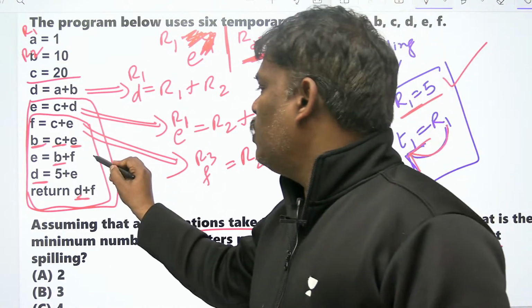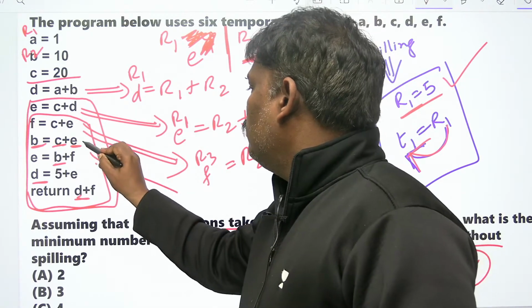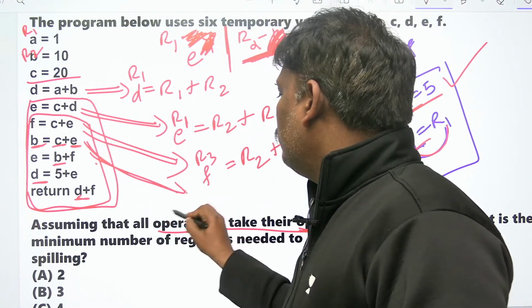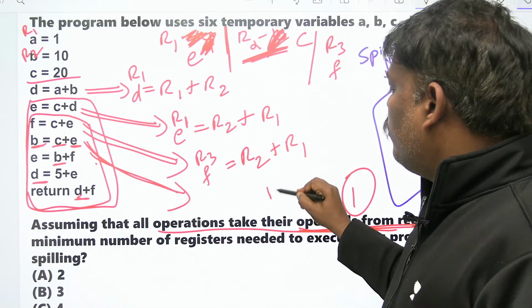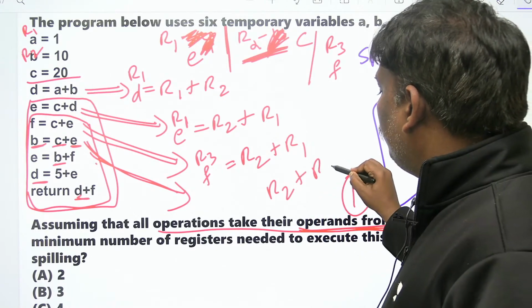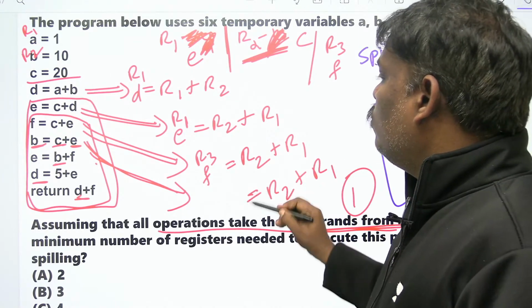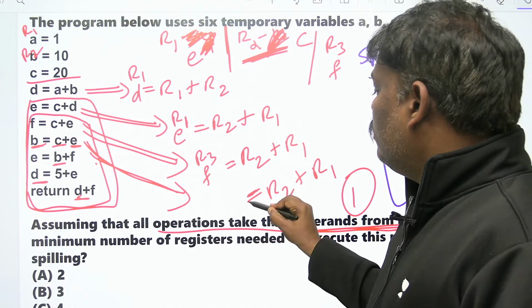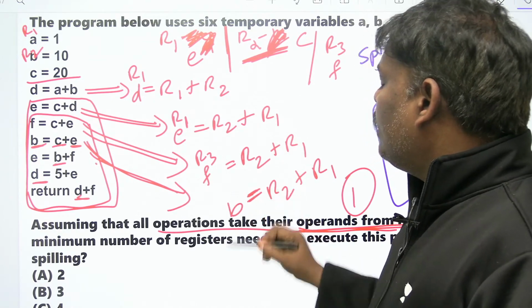So this is over. Now see the next one. This one, C plus F. What is the meaning? R2 plus R1. Same, not changed. Is equal to B. Can anyone help me now?